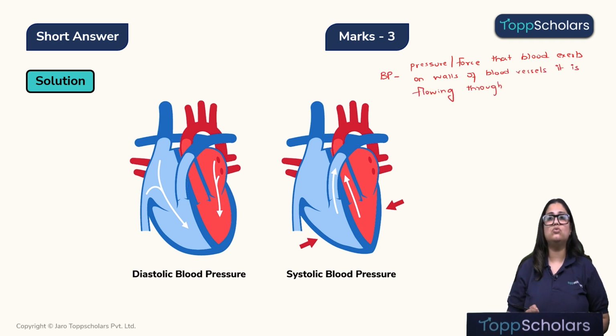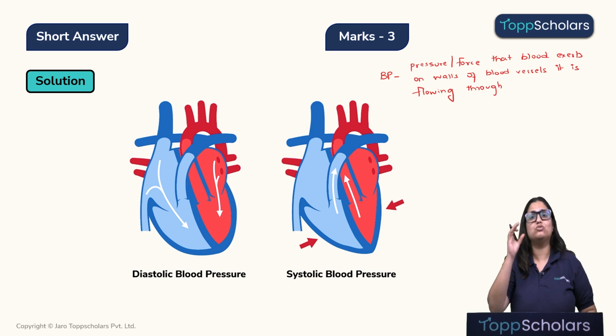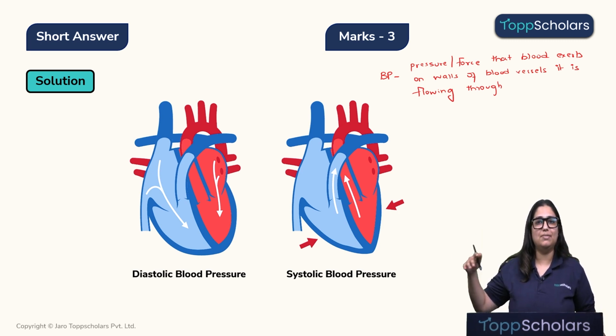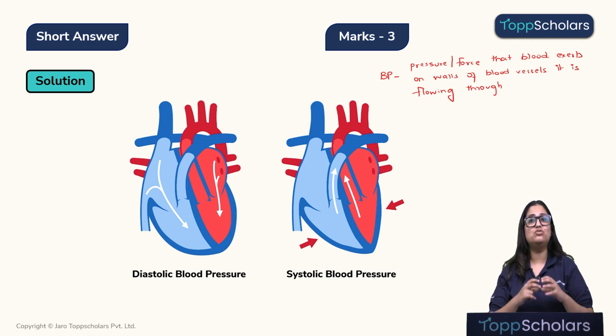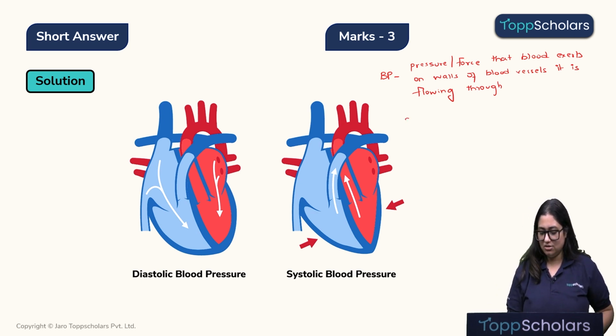So children, imagine a hose pipe. We all must have played with a hose pipe in our childhood, right? And the hose pipe is connected to a tap. You open the tap and the water is going to flow through that pipe. Yes or no? Similarly, our blood is also flowing through blood vessels like this, right? And the pressure with which it is flowing is referred to as the blood pressure. Now, let's look at the types of blood pressure. We have systolic blood pressure and we have diastolic blood pressure.